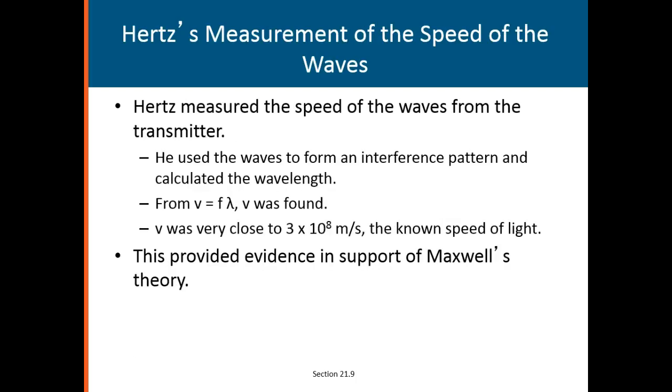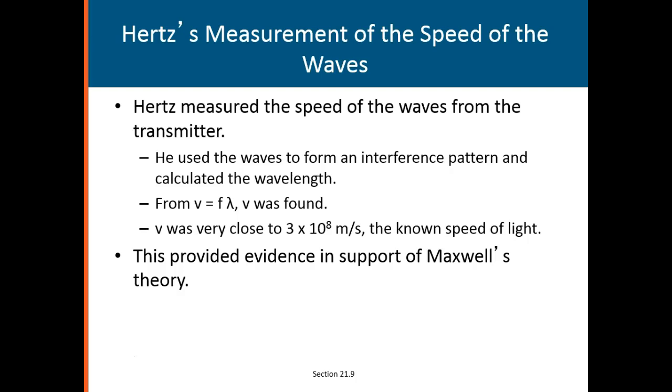He measured the speed of these waves. Hertz measured the speed of the waves from the transmitter. He used the waves to form an interference pattern, calculated the wavelength, and here is the basic formula. V, velocity, is in meters per second. Meters would be your wavelength. Per second is your frequency, in hertz. So V is found if you know the product of the frequency times the wavelength.